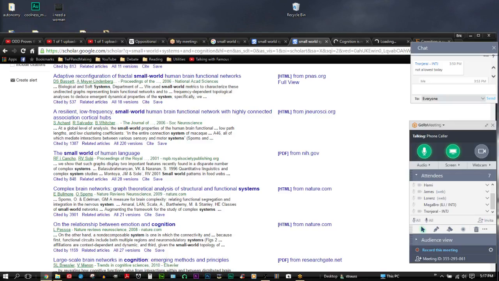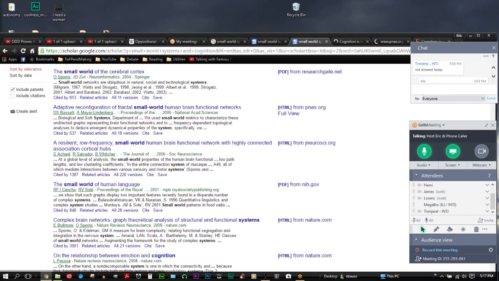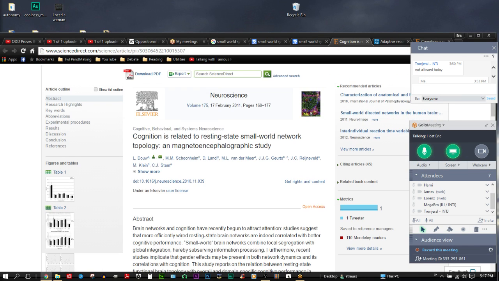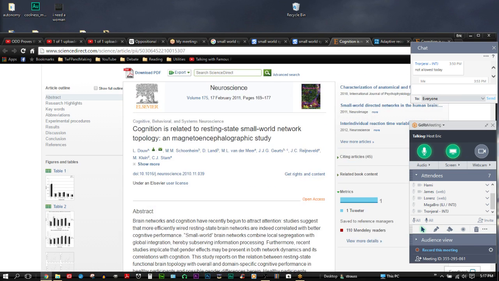now, all right. So I've clicked two links here. This one says adaptive reconfiguration of fractal small world human brain functional networks. And the other one I clicked was called cognition is related to resting state small world network topology, a magnetoencephalographic study. I don't know what that means, but it's a very big word. Okay, so cognition is related. This is the first thing I'm going to read, the abstract on this.